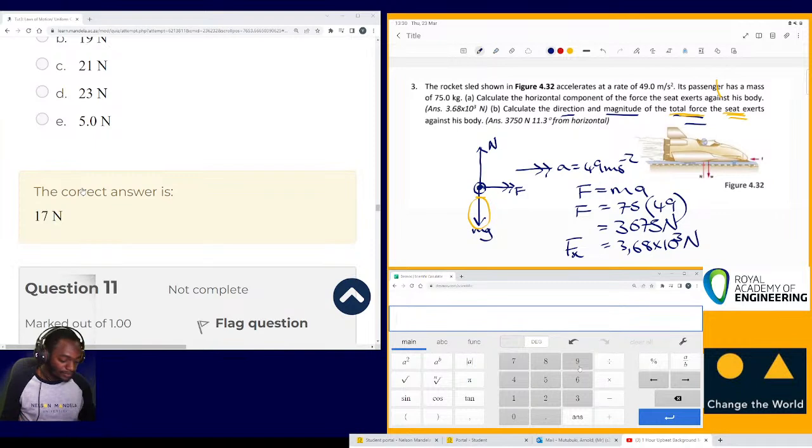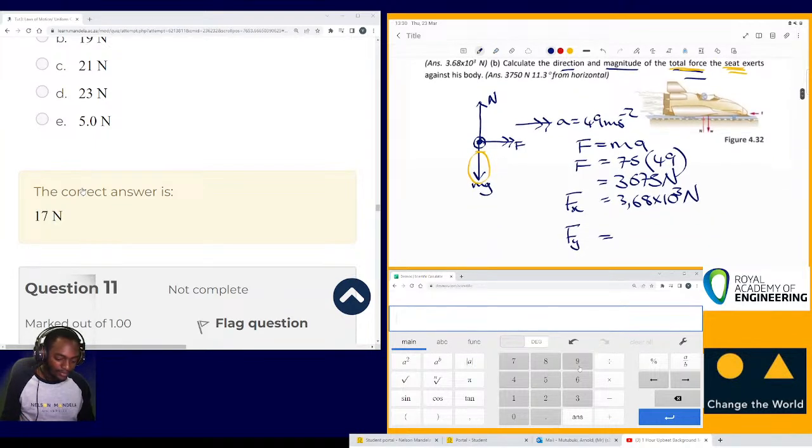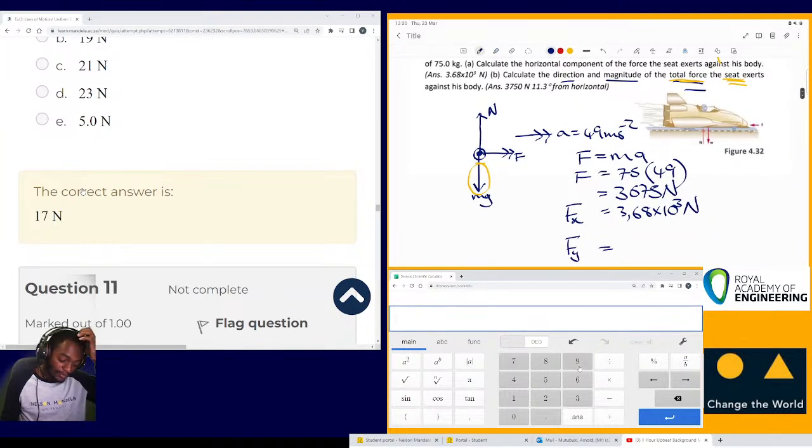So the total force that the seat exerts on the person is 3.68 kilonewtons. This one is in the X. Now we want the component in Y, which is 75 times g newtons. Remember action and reaction.